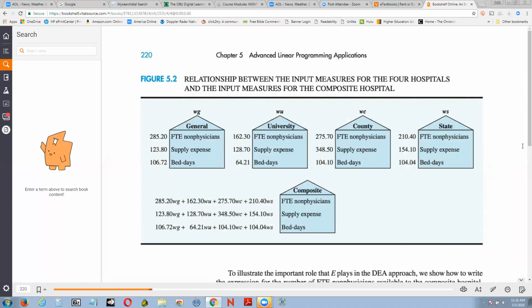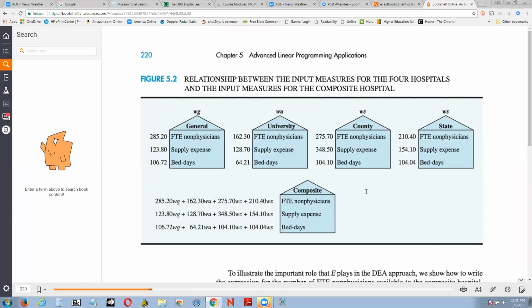And then you come down, you see the composite. You can see the physicians, number of physicians, supply expense, bed days. And you can see as you work down, and you can work across as well, comparing supply expenses and bed days. Now the bed days are going to be critical. And the reason is because bed days, that represents billing.